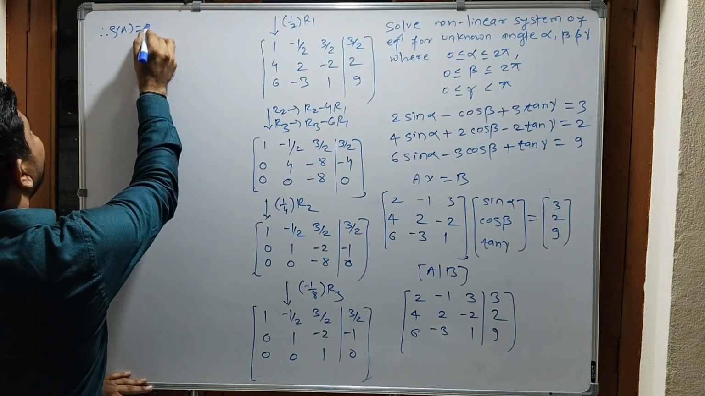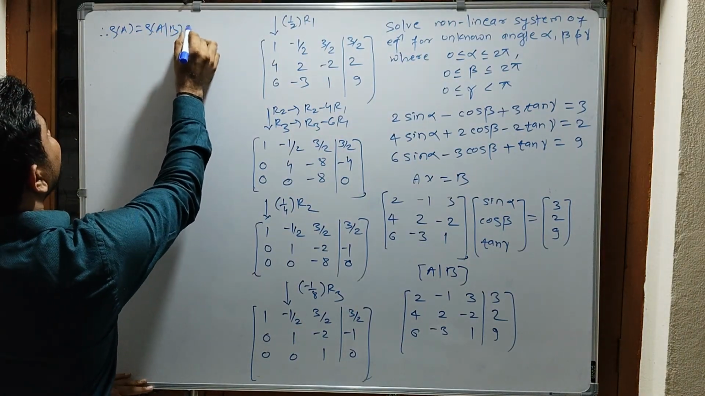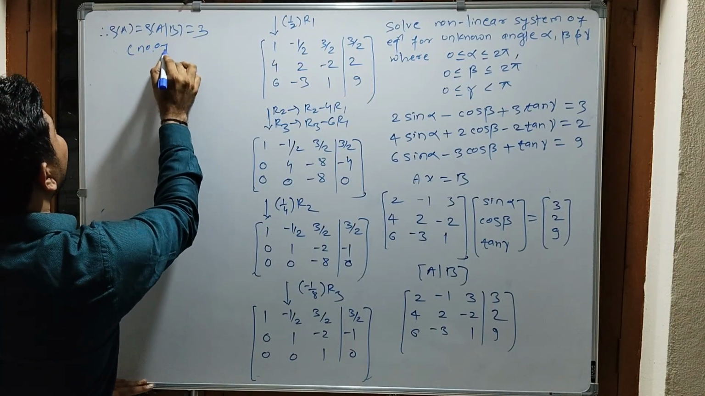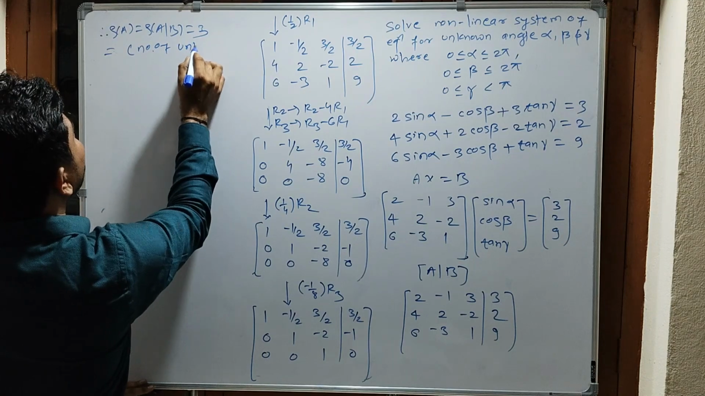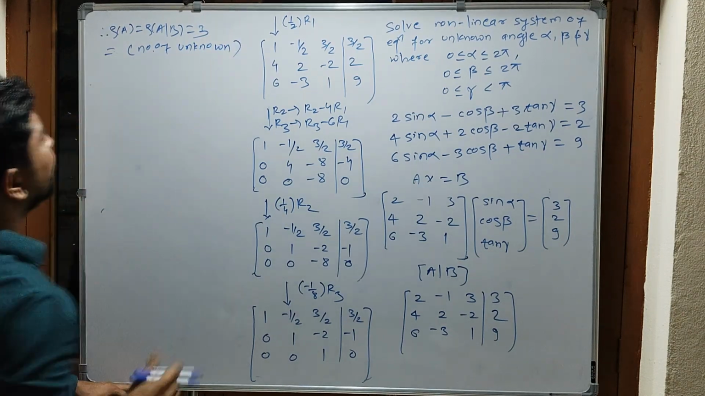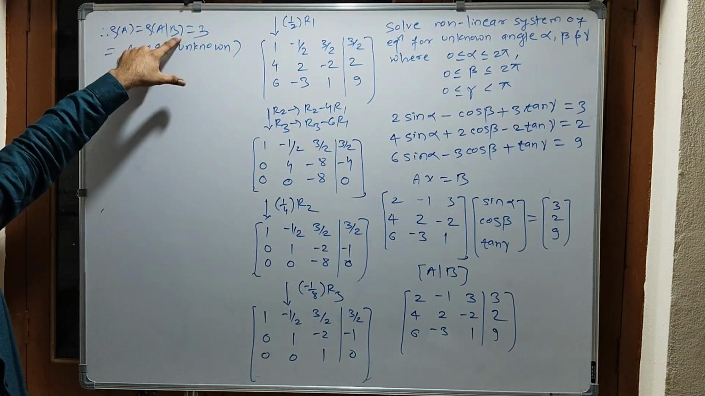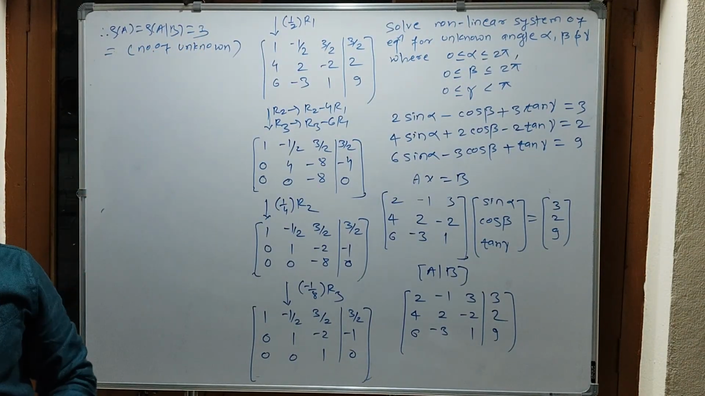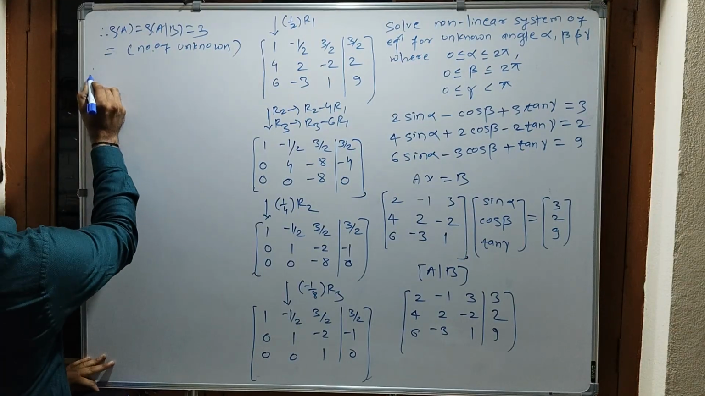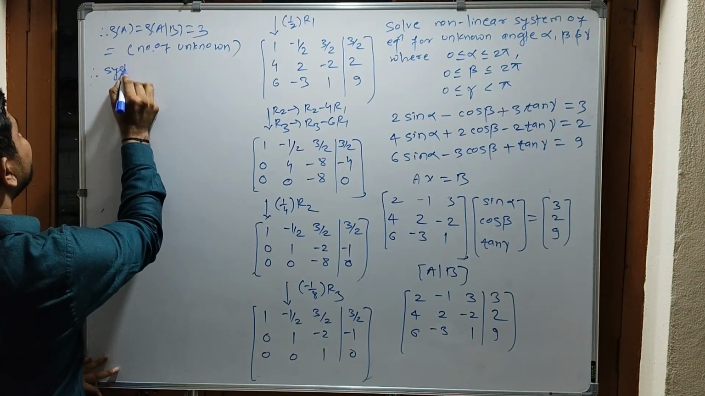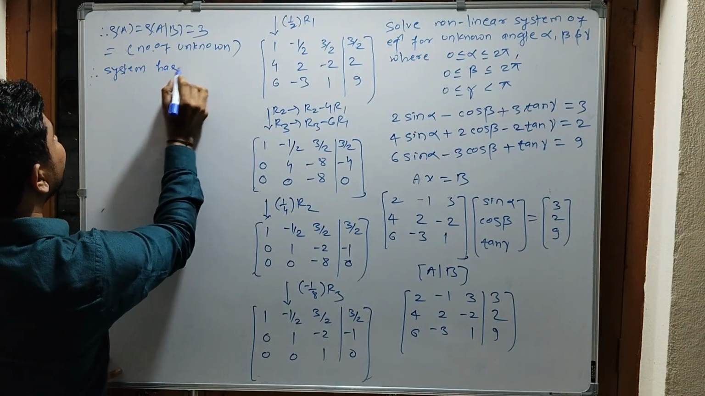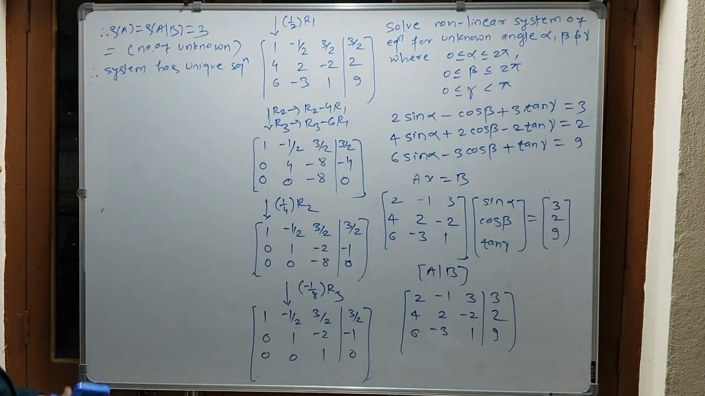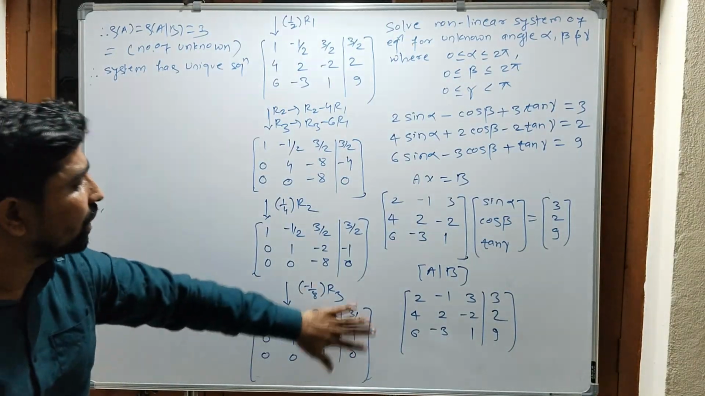Therefore rank of A is the same as rank of the augmented matrix [A|B], which is equal to 3, which is the same as the number of unknowns. So in this case my system has a unique solution. Now we have to write the corresponding system of equations in terms of this matrix.